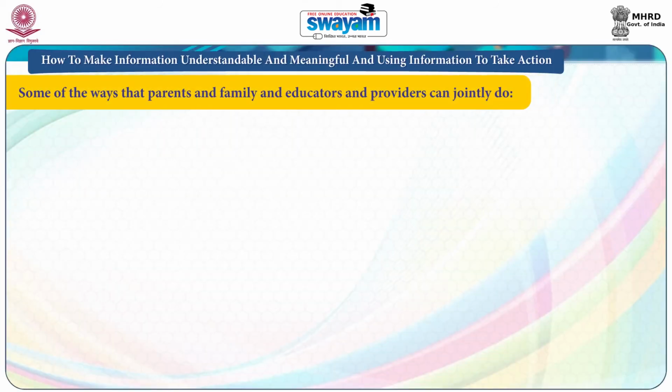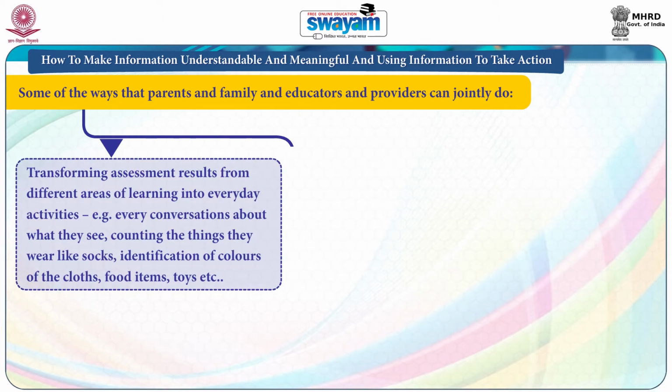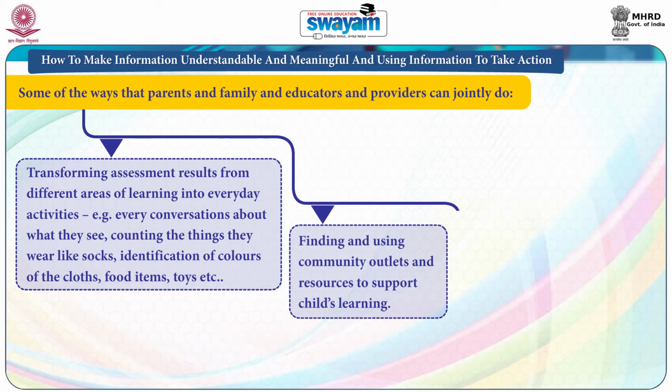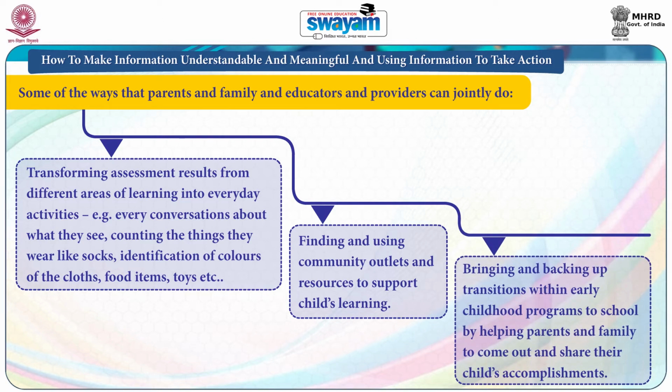With this sharing of information, parents and educators co-design activities that parents and family can do at home. Following are some of the ways that parents and family and educators and providers can jointly do. First one is transforming assessment results from different areas of learning into everyday activities, like for example, everyday conversations about what they see, counting the things they wear like socks, identification of colors of the clothes, food items, toys, etc. Secondly, finding and using community outlets and resources to support child's learning. Thirdly, bringing and backing up transitions within early childhood programs to school by helping parents and family to come out and share their child's accomplishments.